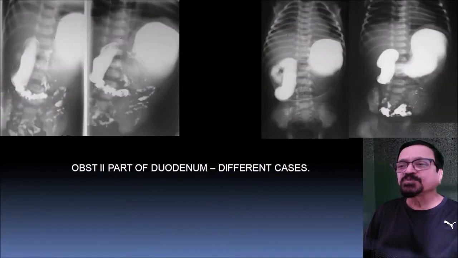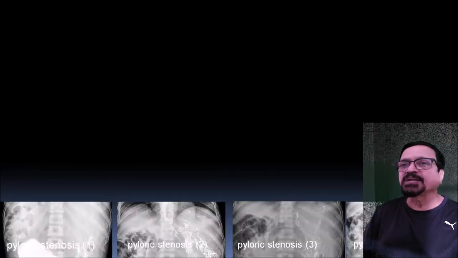Here we are seeing obstruction to the second part of the duodenum. Both are different cases. In the first case we are seeing a distended stomach also. The distension of the stomach is not because of pylorospasm, it is not because of pyloric stenosis, but it is because of the obstruction at the second part of the duodenum. Here again we have to follow it up for the malrotation or not.